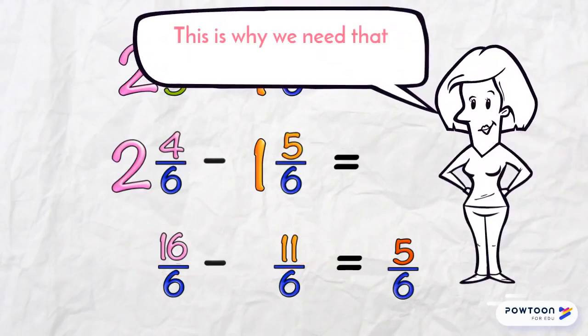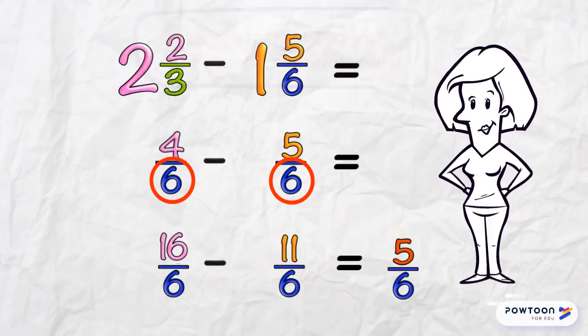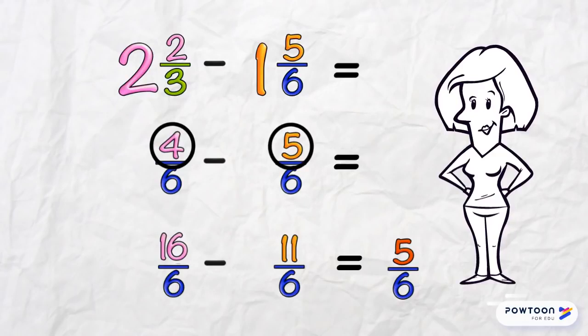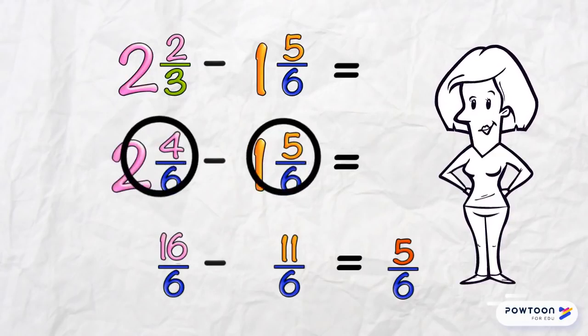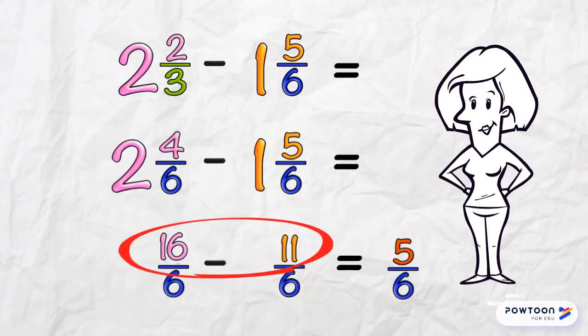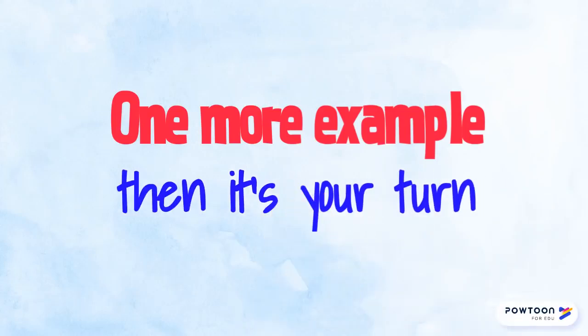Now you know. This is why we need that common denominator first. We need to know if our numerator on the left is big enough to subtract the one on the right. If not, as in this example, then we use the whole number and make improper fractions. Then we subtract. I'll do one more example, and then it's your turn.